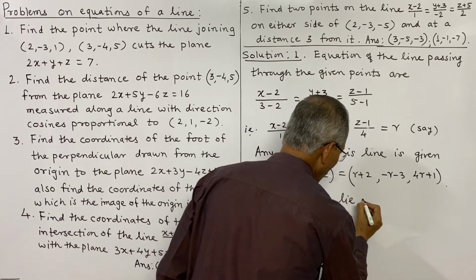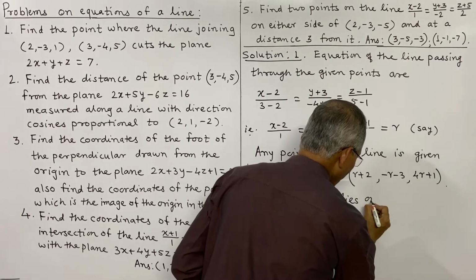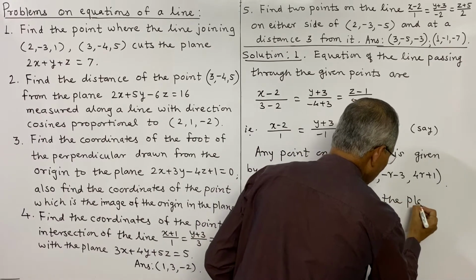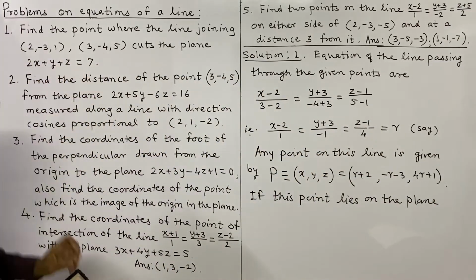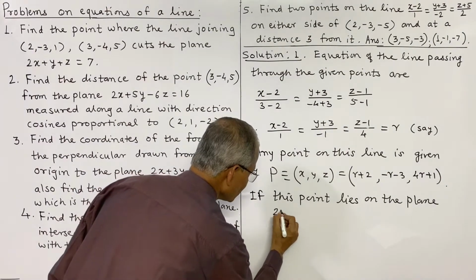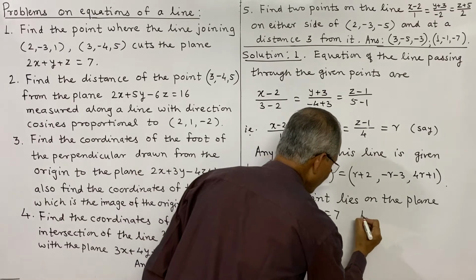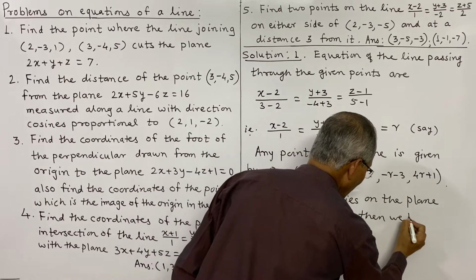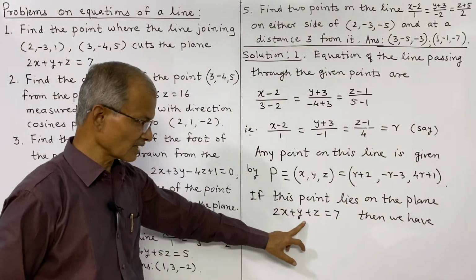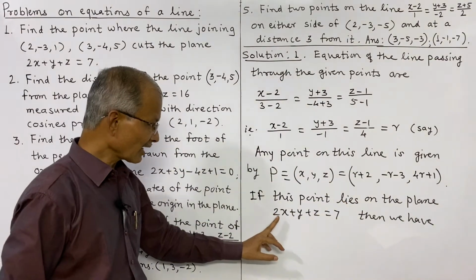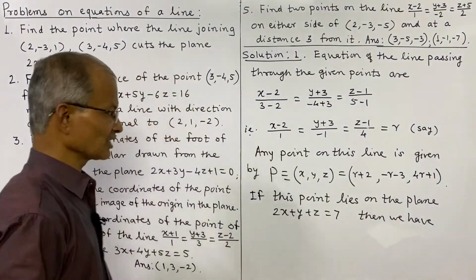lies on the plane, what is the equation of the plane? That is 2x plus y plus z is equal to 7. Then if the point lies on the plane, that means the point's coordinates must satisfy the equation of the plane, and we can write the value of x as r plus 2 etc., and the equation must be satisfied.